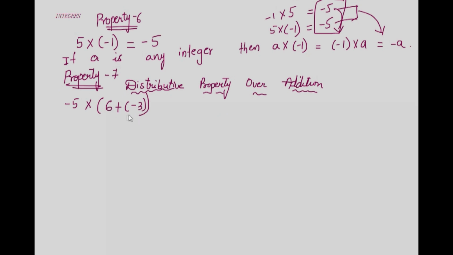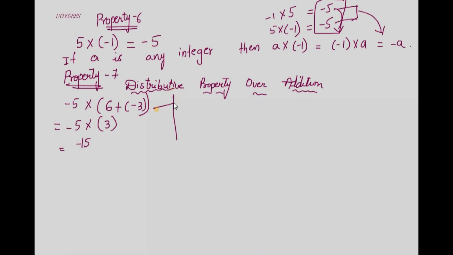Minus 5 into 6 plus minus 3. 6 plus minus 3 is equal to 3. And minus 5 into 3 is equal to minus 15. 5 3s are 15. Minus into plus is equal to minus.